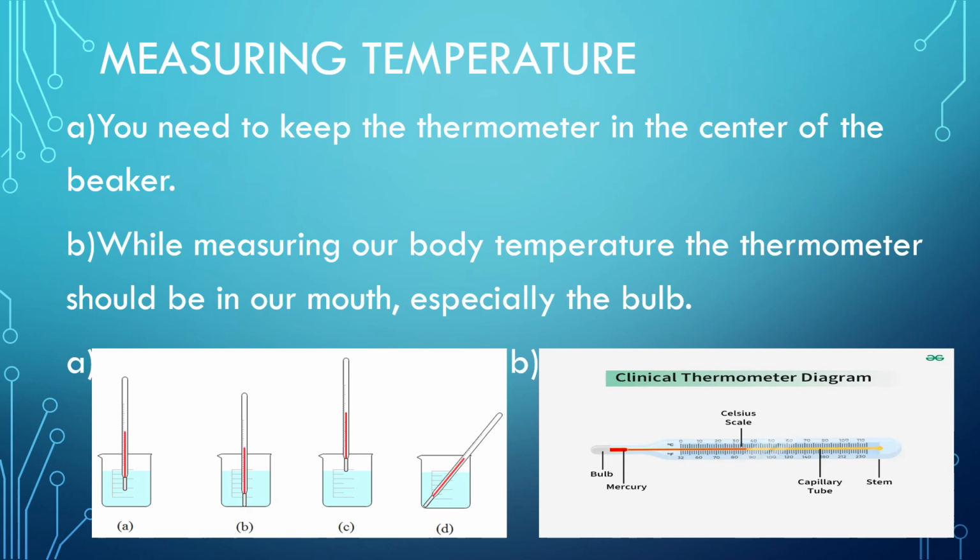And also, the whole clinical thermometer will not go inside your mouth. Only the bulb, at the end of the clinical thermometer, will go in between your tongue. Yes, and here, the reading must not go more than 42, neither less than 35.